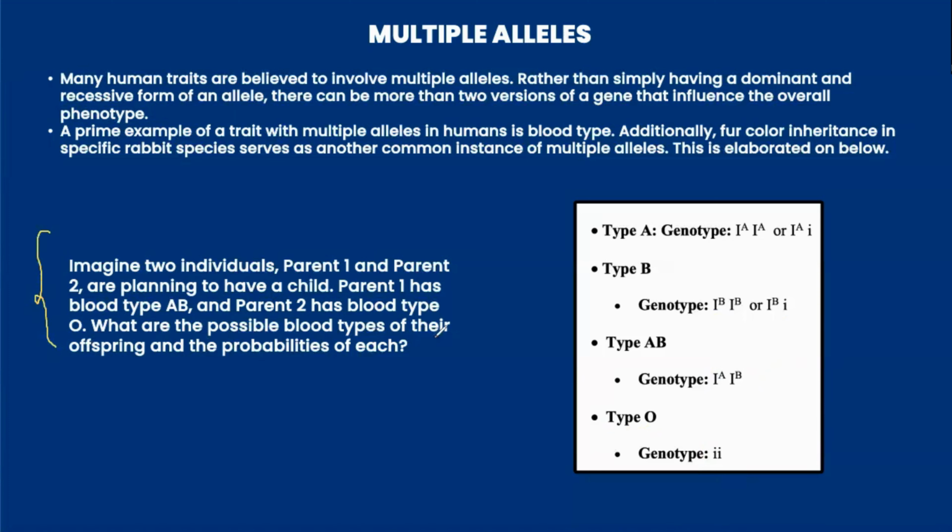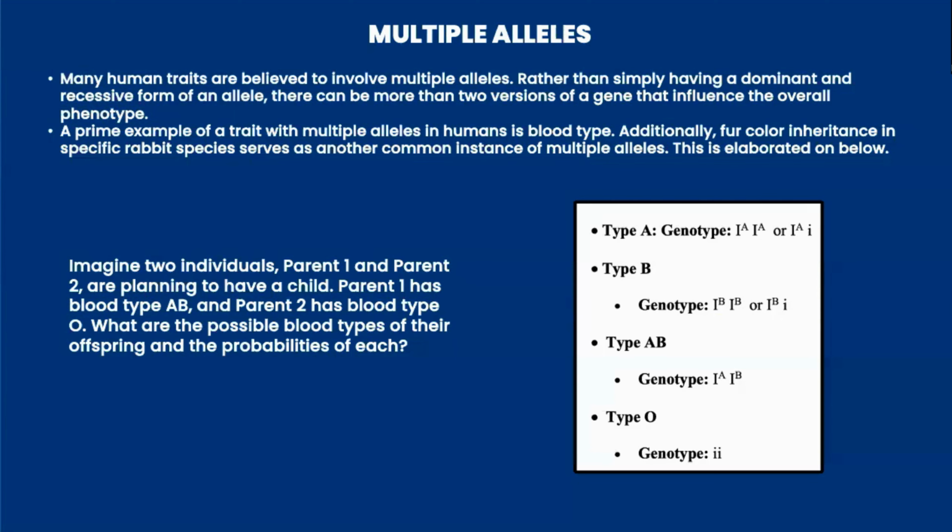So you can see here it says imagine two individuals, parent one and parent two, are planning to have a child. Parent one has blood type AB and parent two has blood type O. What are the possible blood types for each offspring and their possibilities of each? So I want you to take a minute, pause this video and try to do this practice problem just like you would for a quiz question that we would have posted here. And then we're going to review that in just a second.